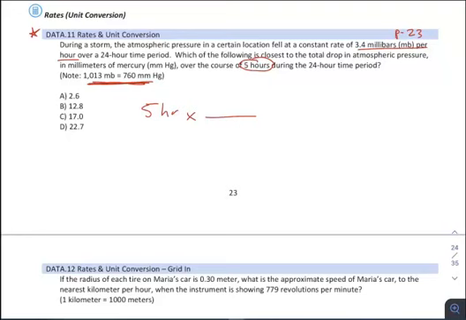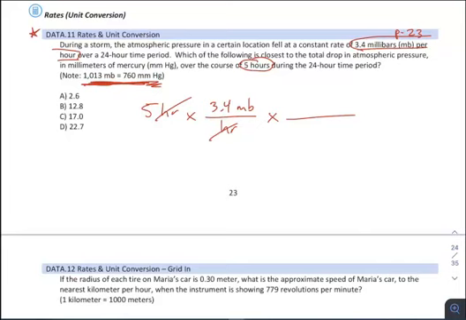So in order to convert out of hours, what we see is that there's 3.4 millibars per hour. So for hours to cancel, hour needs to be in the denominator, which means the 3.4 millibars is in the numerator. So we've converted out of hours. We want to get into this millimeters of mercury as our solution, so we need to convert out of millibars.